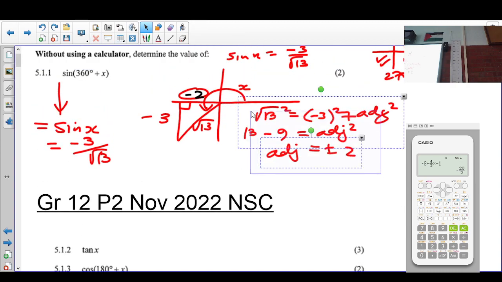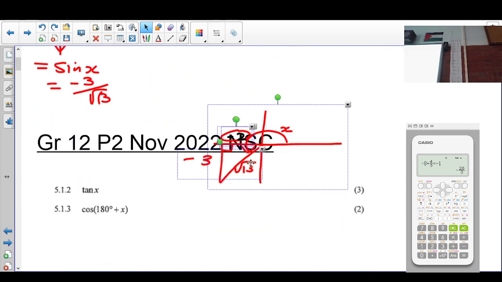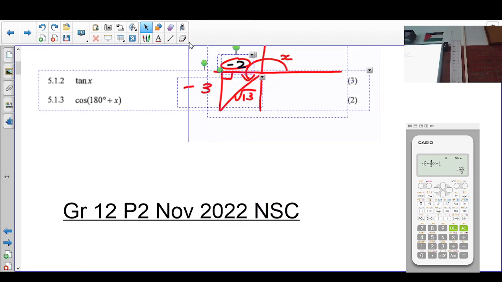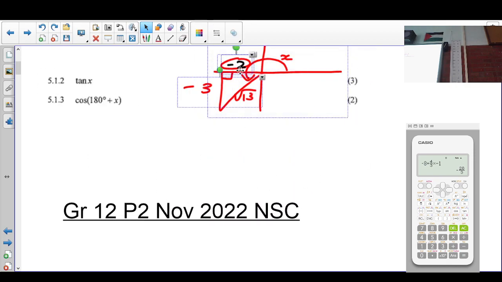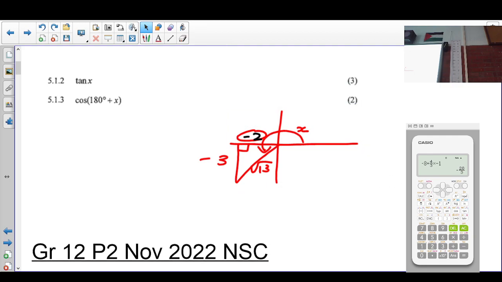So let's look at the next question. Let's pull this down. So the next question says tan of x. So what does tan stand for? Tan is opposite over adjacent. So it's negative 3 over negative 2, which is 3 over 2. You all agree with that? Is there any confusion? No.